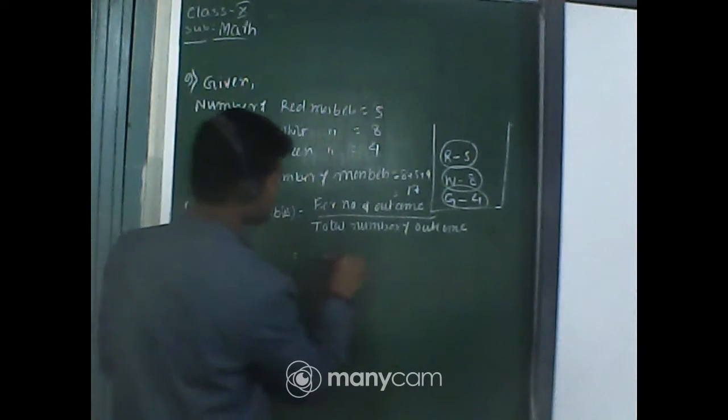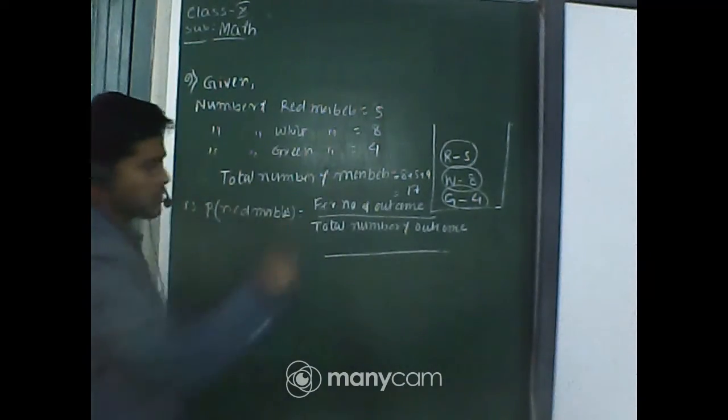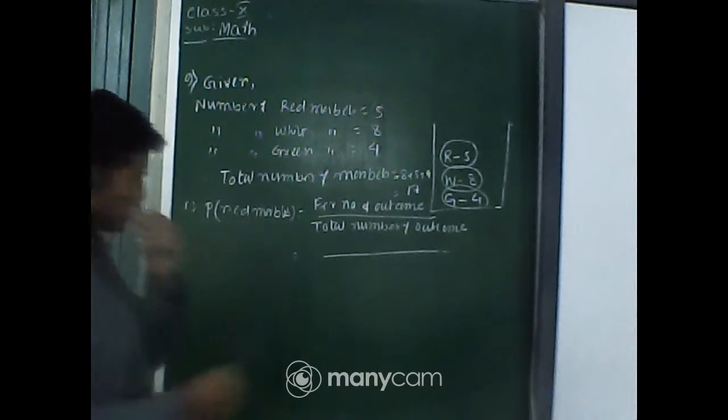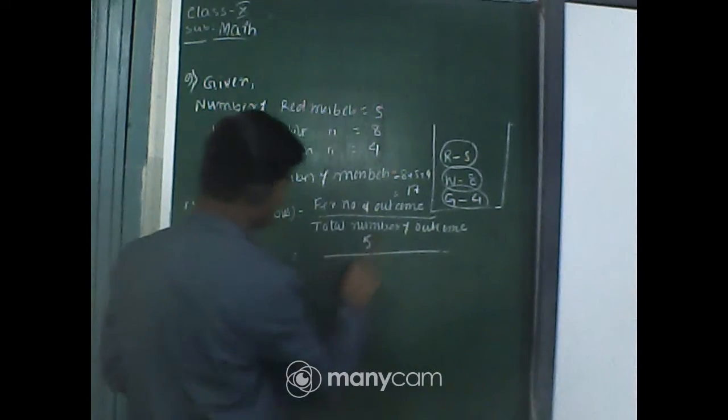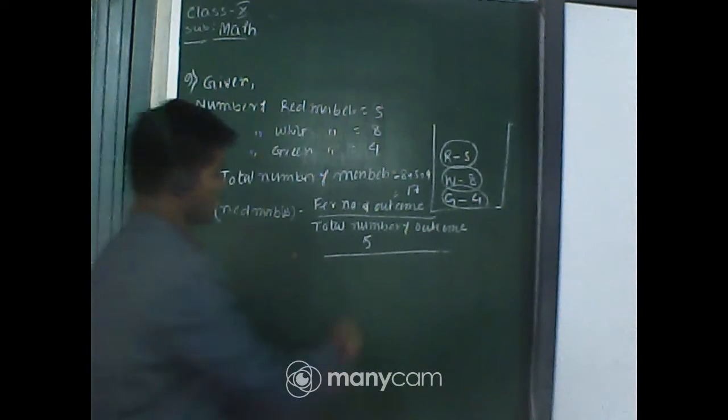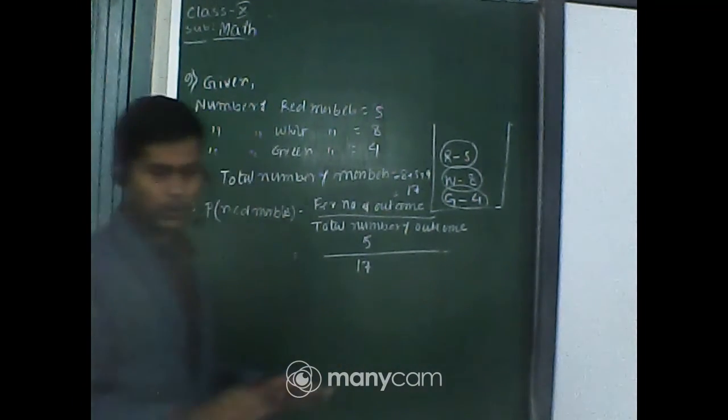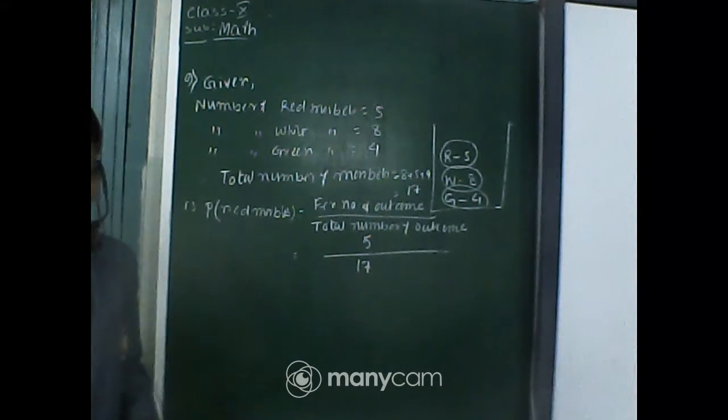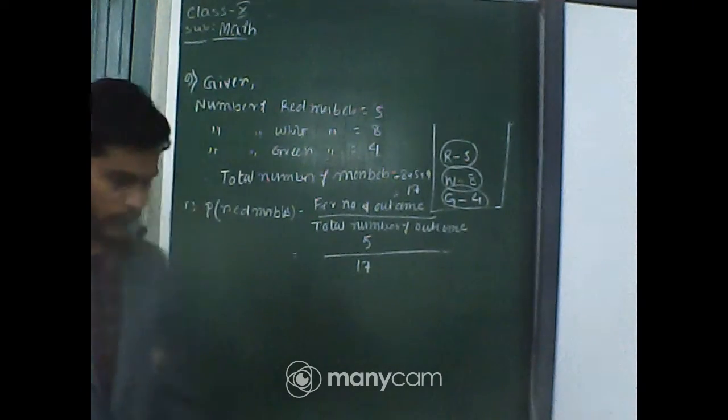Now put the value. How many red marbles are there? There are 5 red marbles. So favorable outcome is 5 and total number of outcome is 17. So 5 by 17 is the required probability. First question is solved. The second question is white marbles.